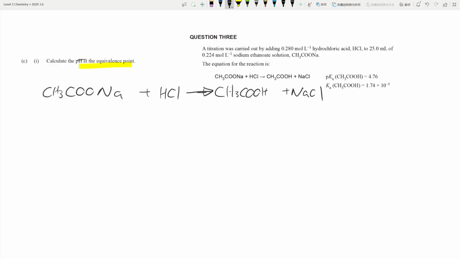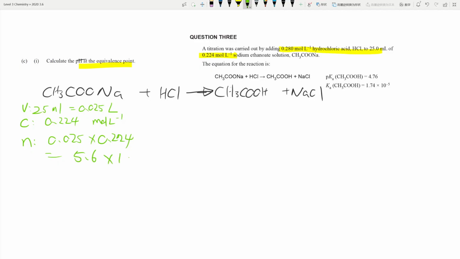So this is a neutralization reaction. Now we know these things. We know that there's 25 mL, which is 0.025 liters. We know the concentration, which is 0.224. We know the moles that we started with. n equals CV, just multiply them together. I'm just showing you the method that will work for any equations in buffer as well as pH at equivalence point: 5.6 times 10 to the power negative 3.